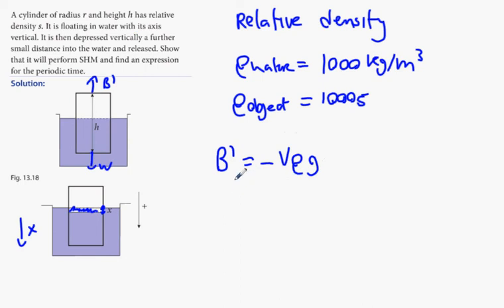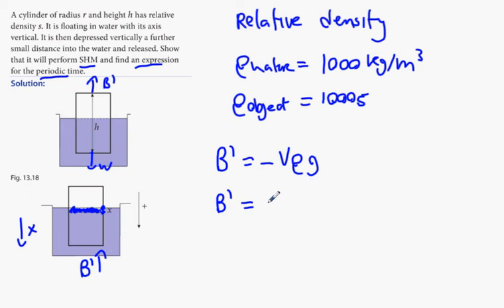Now, here we go. Okay, so show that it will perform simple harmonic motion and find an expression for the periodic time. Okay, buoyancy force is the weight of the water displaced. Okay, so it was balanced at the start of the question. Then we brought it a further distance down, like this, and now there's extra buoyancy force forcing us back up again. So we have extra buoyancy force that's actually contributing to us going upwards. Let's find the amount of extra buoyancy force.